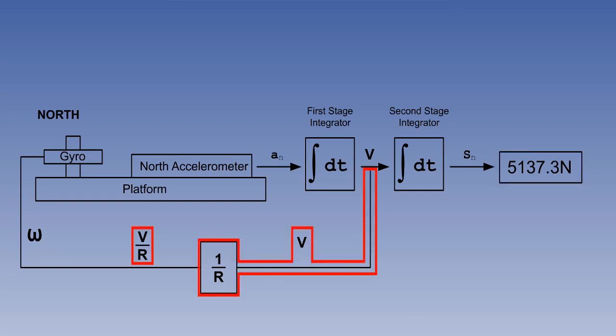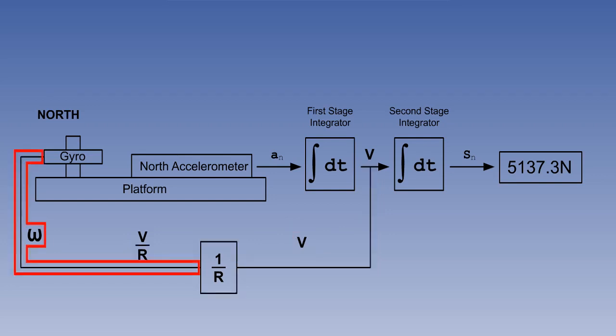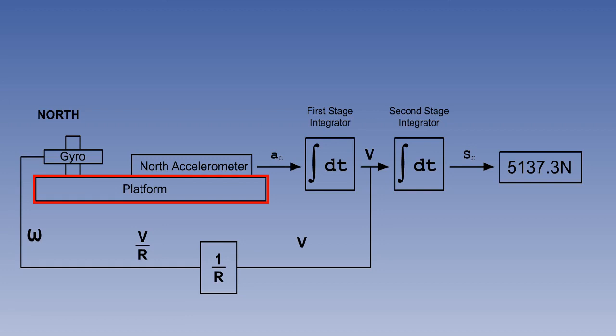A parallel feed of the velocity is fed backwards through a V/R feedback loop, where it is converted to the omega term which is used to rotate the gyro to keep the platform perpendicular to the local gravity vector. The same sequence is taking place simultaneously in the east channel, the only difference being the addition of a secant multiplier to convert SE into change of longitude.